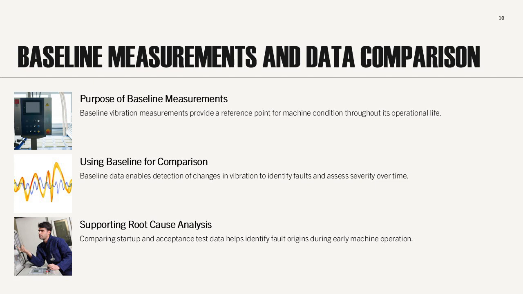As the machine ages, changes in vibration behavior can be compared against the baseline to identify developing faults and assess their severity. Without a reliable baseline, it becomes much more difficult to distinguish between normal machine behavior and abnormal conditions. Baseline measurements also support root cause analysis if problems arise shortly after commissioning. By comparing startup data with acceptance test data, engineers can determine whether a fault was present before installation, introduced during installation, or developed during early operation. This makes baseline data an essential component of both acceptance testing and long-term condition monitoring programs.